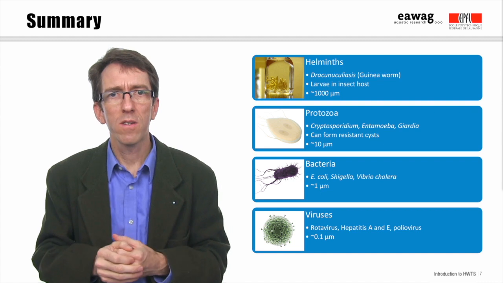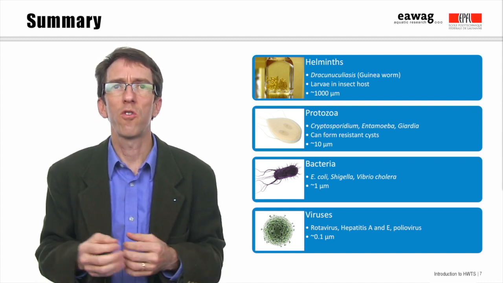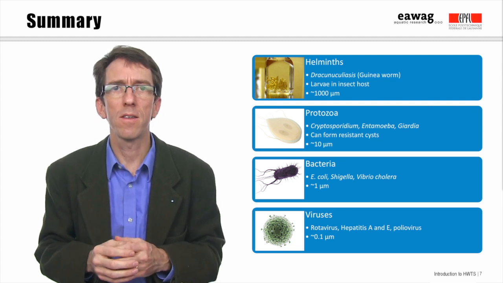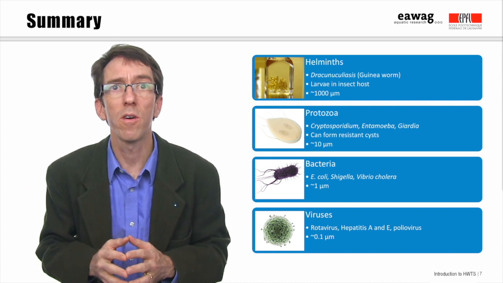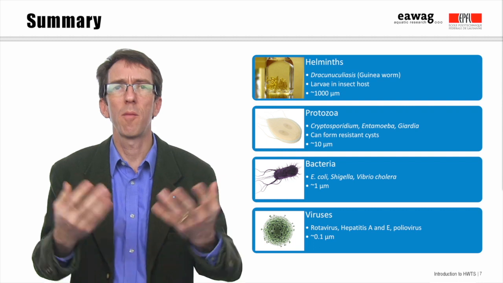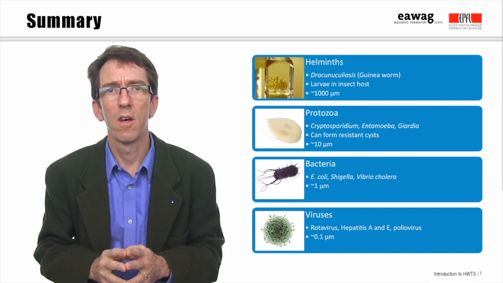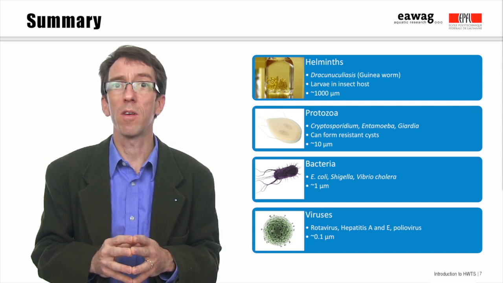Then we've got the bacteria, such as E. coli, Shigella, Vibrio cholera, which are 1 or 2 or 3 microns in size and can cause serious diarrhea. And then finally, the smallest class is the viruses, rotavirus, hepatitis, poliovirus, which are even smaller than a micron, as small as 30 nanometers in size.